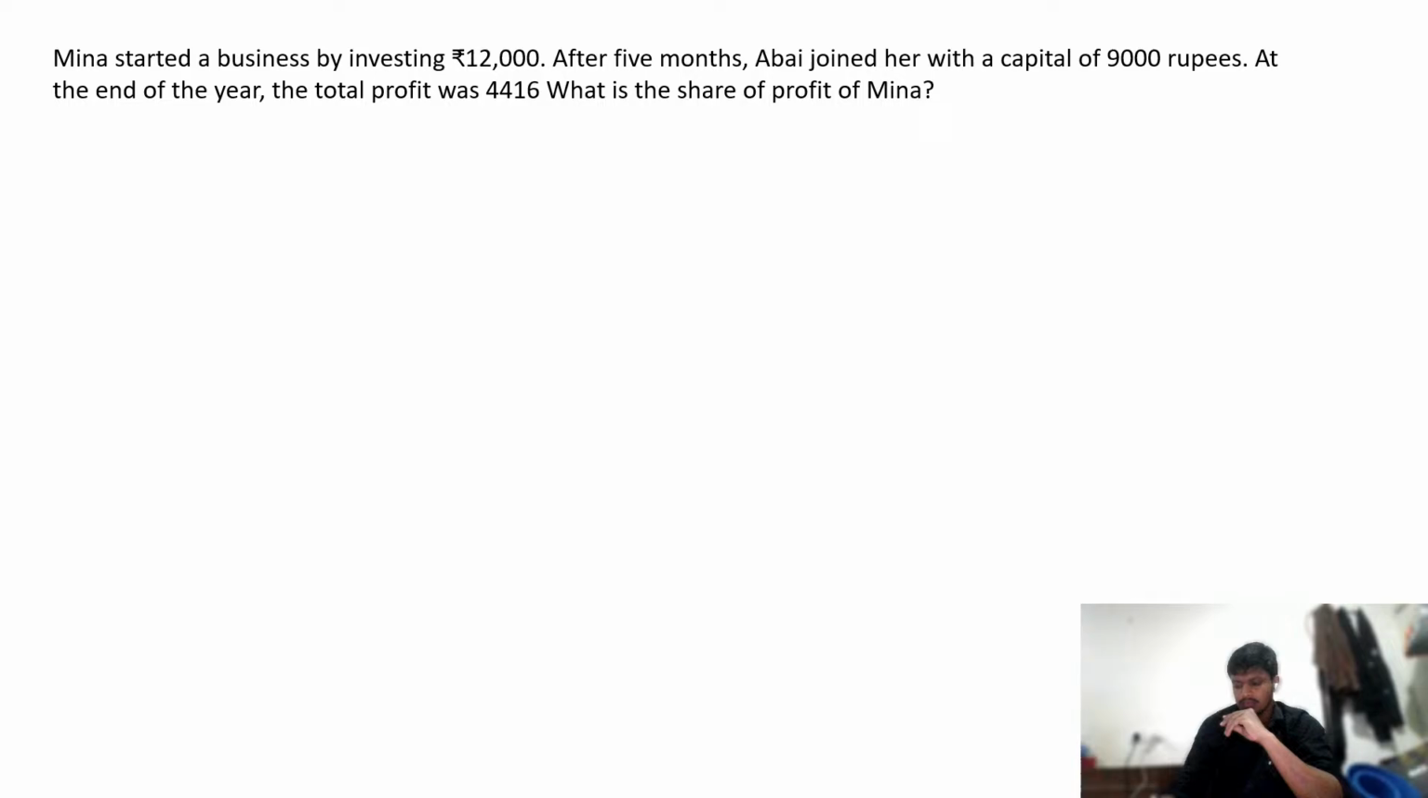See, how you are going to solve these kinds of problems is, here we have two persons. Meena started a business by investing 12,000 rupees. So Meena is there. She is starting with 12,000 rupees. Now after 5 months, Abhay joined her with a capital of 9,000.